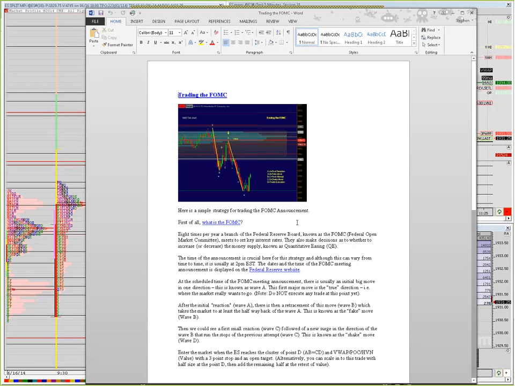To a lesser degree, the same strategy that I talk about here will apply to the jobs numbers. Because the peekaboo, if you will, is typically your first indication, where a lot of people will come out and fade the first move. The best thing to do is typically wait for a pullback and then get on the same trend. So it's very easy.